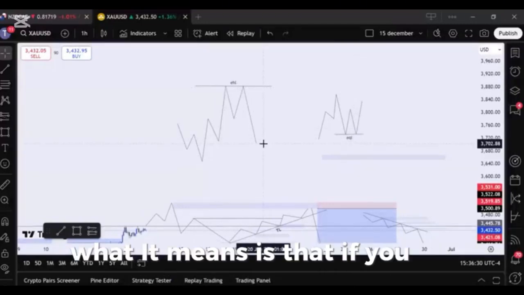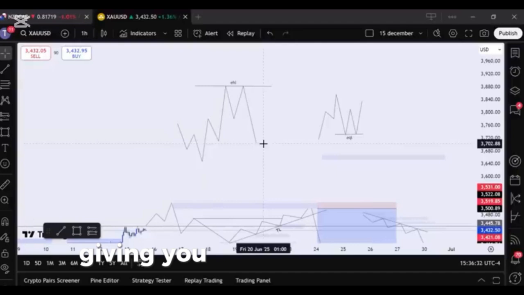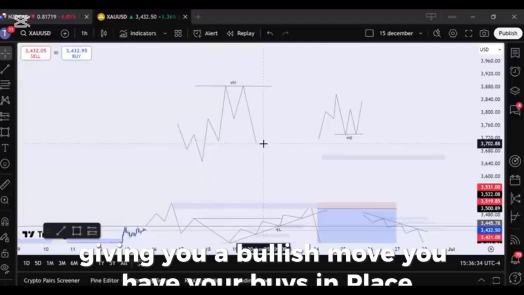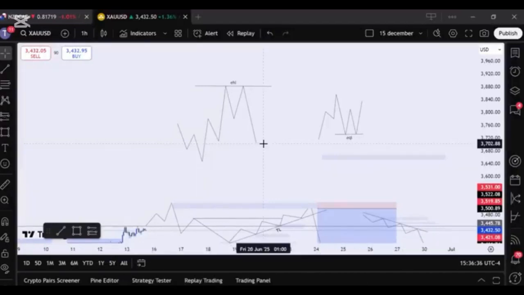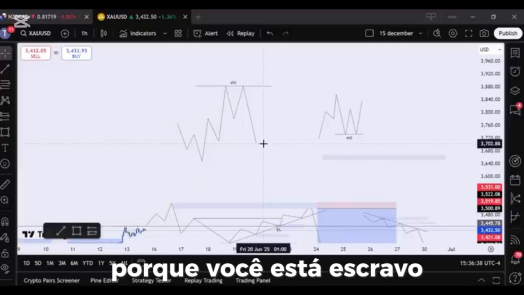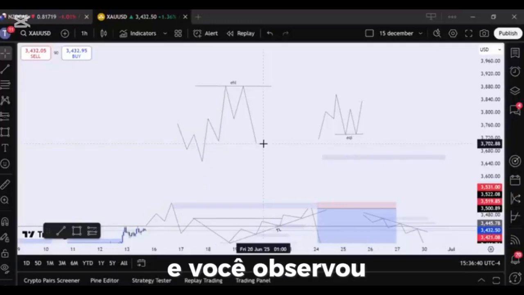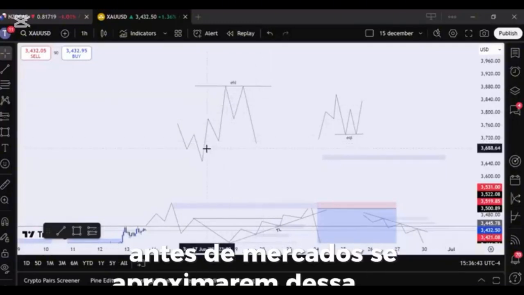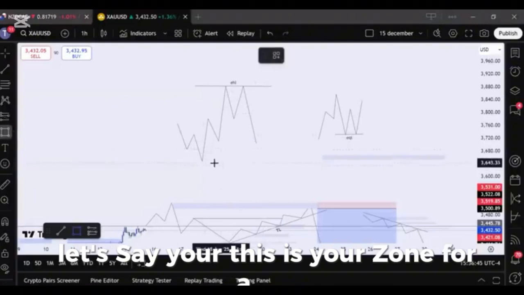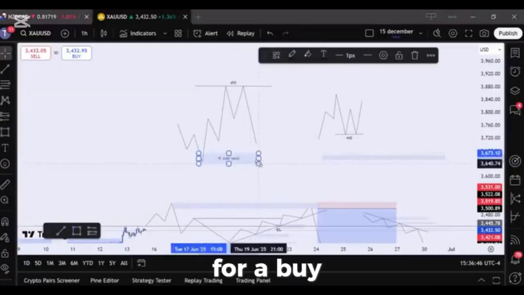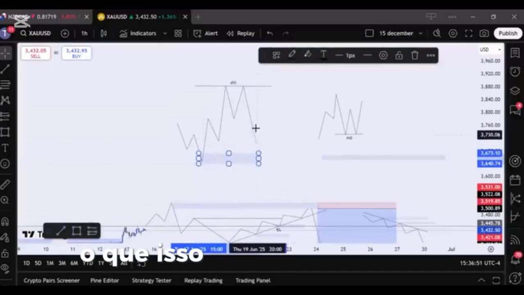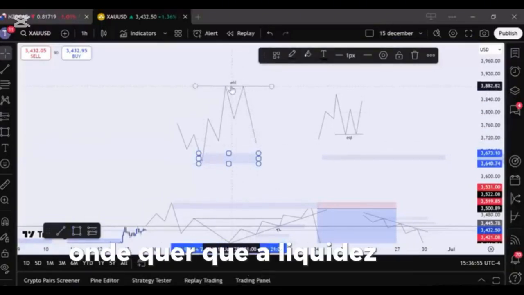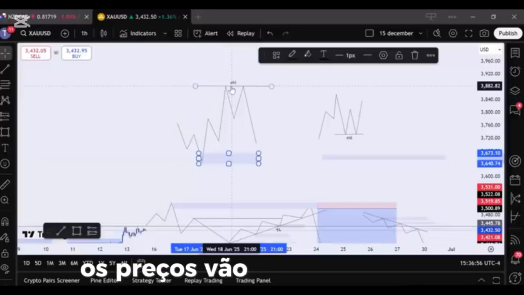So if you are bullish now, your analysis is giving you a bullish move. You have your buys in place, but you don't know where your take profit level should be. Because you're still skeptical, you observed that before the market started approaching this zone, let's say this is your zone for a buy, it gave you an equal high liquidity. What it means is that there's liquidity here in the market, and wherever liquidity is in the market, price will want to drive there to clear that liquidity.